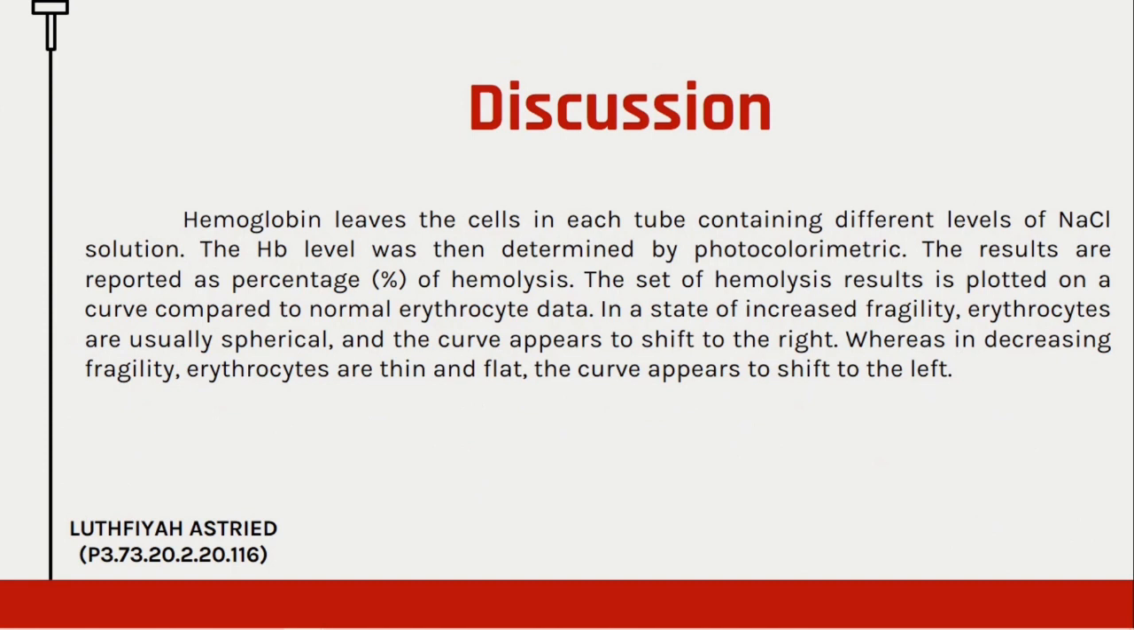The next discussion is hemoglobin leaves the cells in each tube containing different levels of sodium chloride solution. The hemoglobin level was then determined by photocolorimetry. The results are reported as percentage of hemolysis. The set of hemolysis results is plotted on a curve compared to normal erythrocyte data. In a state of increased fragility, erythrocytes are usually spherical, and the curve appears to shift to the right, whereas in decreased fragility, erythrocytes are thin and flat. The curve appears to shift to the left.